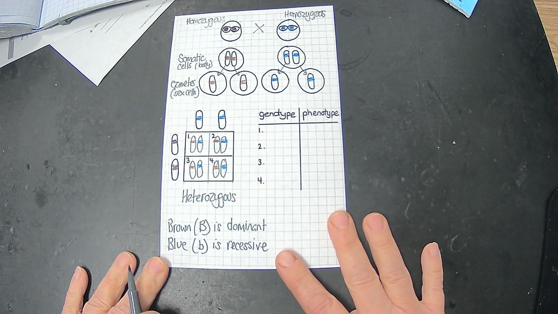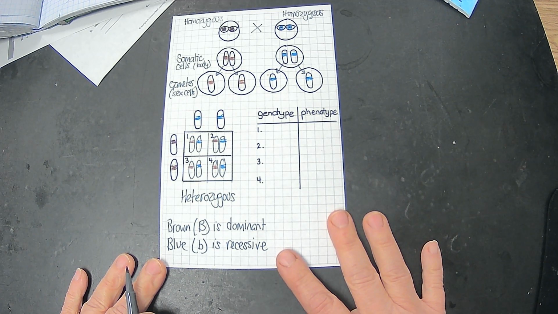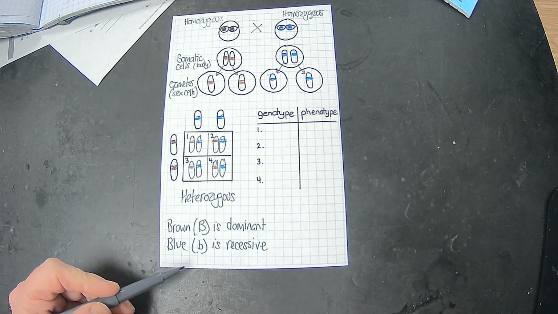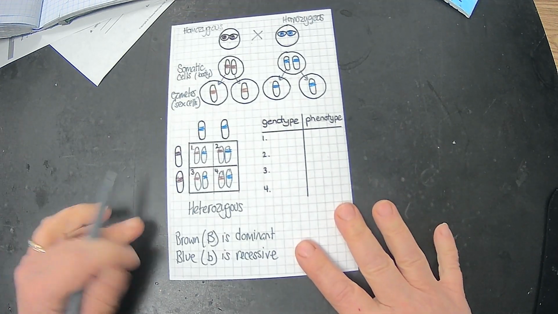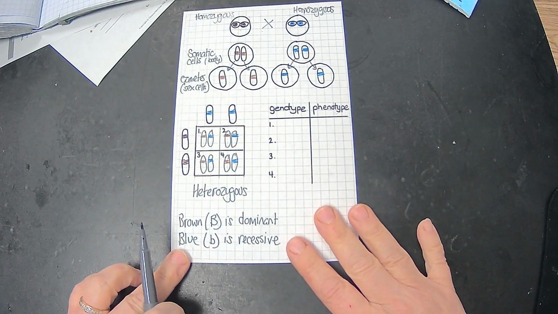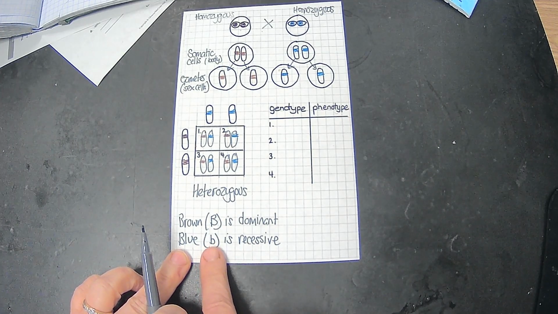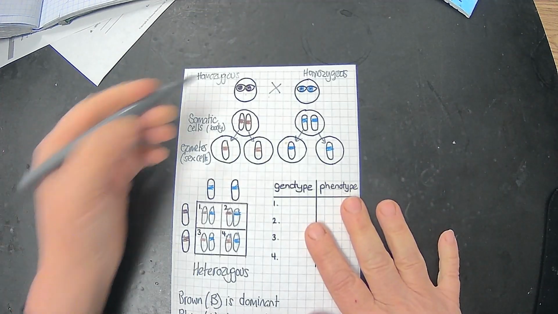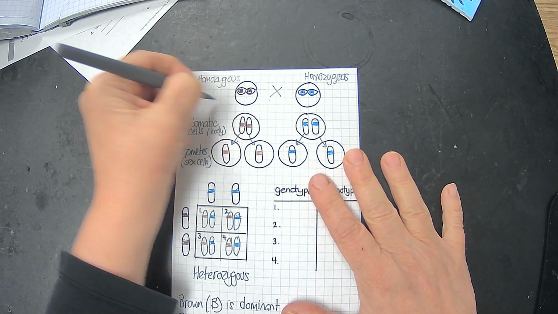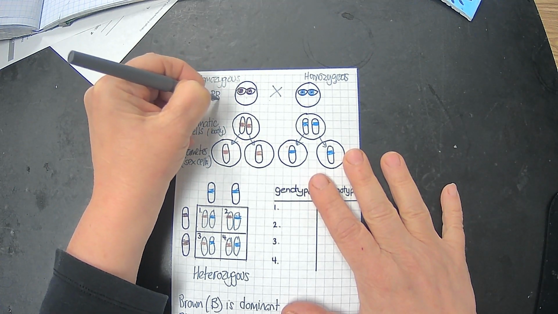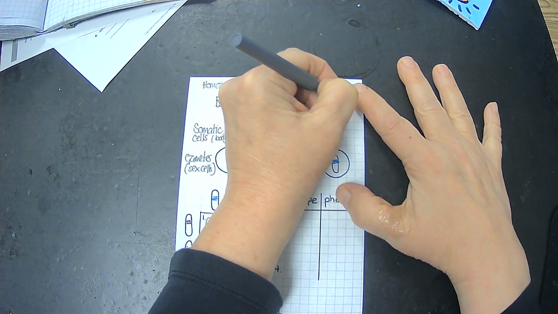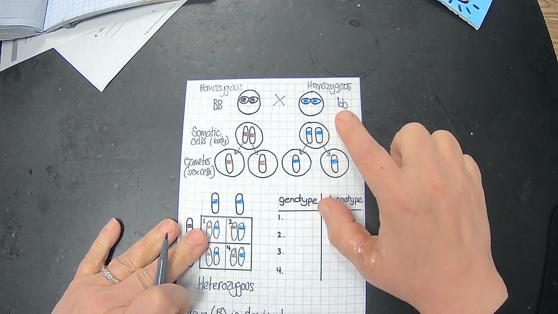Okay, what does that mean? It means this: you only have to inherit the brown allele from 1 parent in order to have brown eyes, because dominant alleles mask, that means they cover up recessive alleles. So the only way you can have blue eyes is if you inherited the blue allele from both parents. So I can go back up here and I can say that this person, because they got two brown alleles, they were big B, or homozygous dominant. And this person over here, because they got two blue alleles, was homozygous recessive.